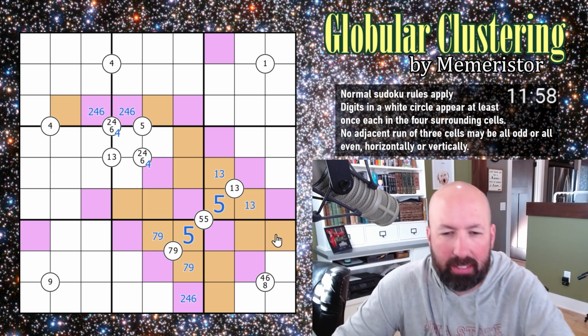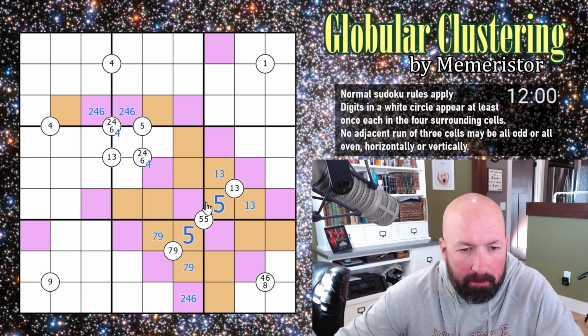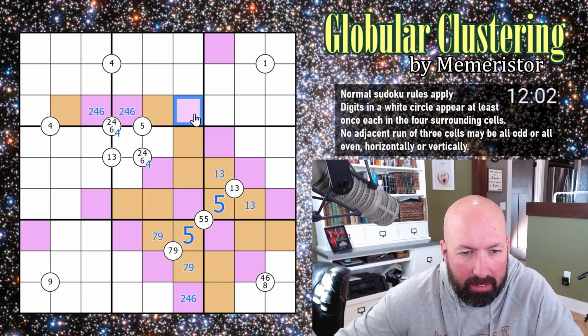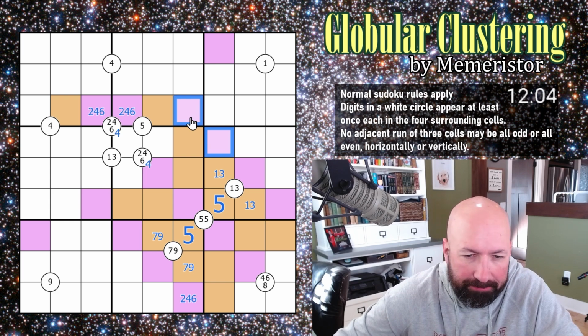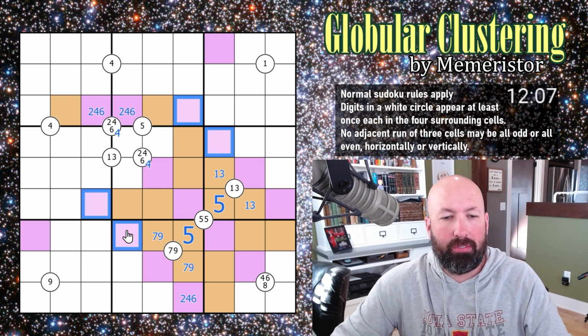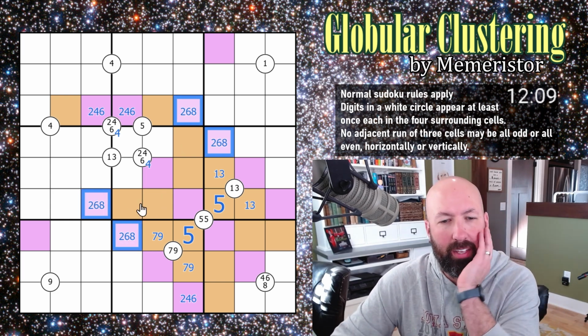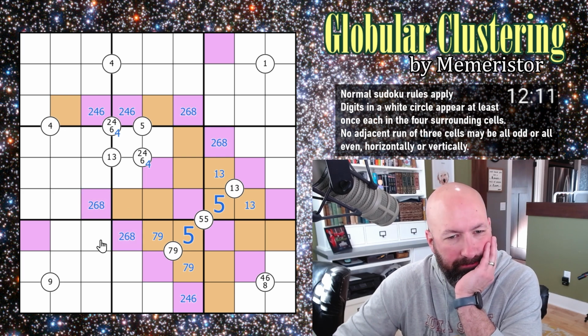Okay, so what do I need to see next? Something I need to see. Well, we know these aren't 4s. These aren't 4s. These are 2, 6, 8. Is that helpful? I don't think it is.